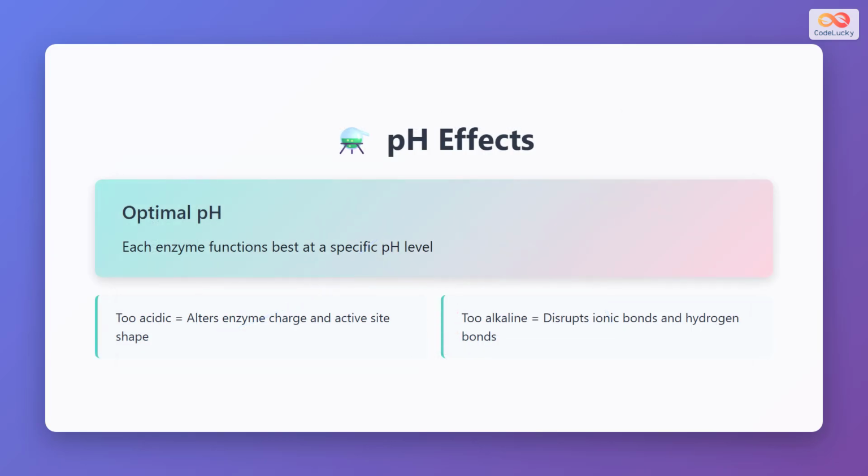Each enzyme functions best at a specific pH level, known as its optimal pH. The pH affects the ionization state of amino acids in the enzyme's active site and substrate binding region. When the environment becomes too acidic, excess hydrogen ions alter the charge distribution on the enzyme, disrupting the active site shape and reducing activity. Similarly, when conditions are too alkaline, the lack of hydrogen ions disrupts ionic bonds and hydrogen bonds that maintain enzyme structure. These changes prevent proper substrate binding and catalysis.